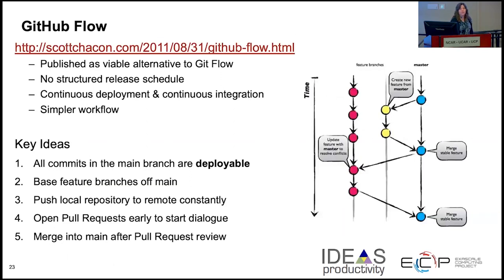Next was GitHub Flow, which was published as an alternative to Git flow, and it didn't have a structured release schedule, so it's a much simpler workflow. The idea with it is that it's got continuous deployment and continuous integration. So all the commits in the main branch are deployable. So they make sure they're mature enough that they actually are deployed.